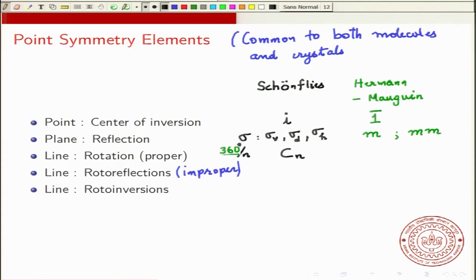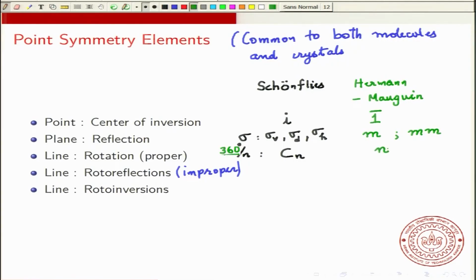Okay. So a 180 degrees by n rotation is denoted by Cn. If you have C2, it is a 90 degree rotation. If you have C3, it is a 60 degree rotation. In crystallographic notation, in Hermann-Mauguin notation, these rotations are just denoted by the letter n.